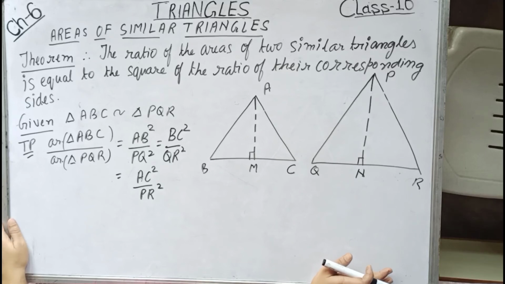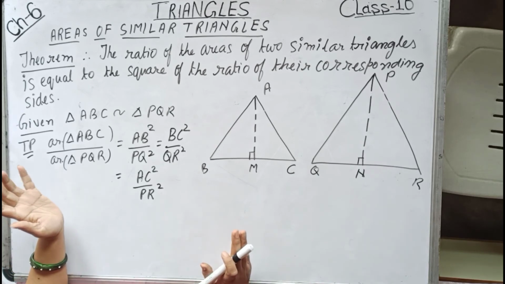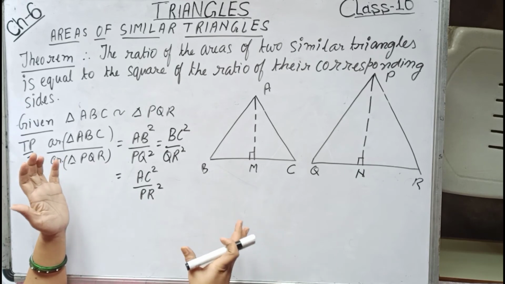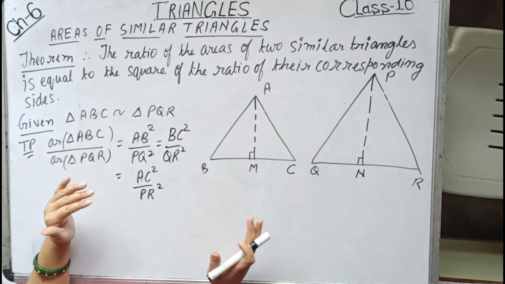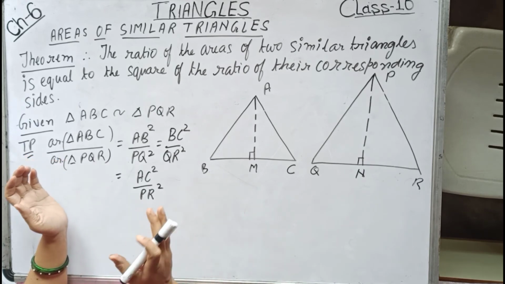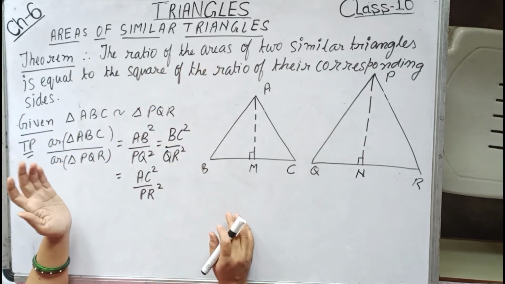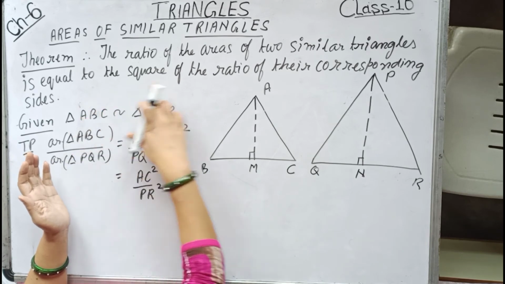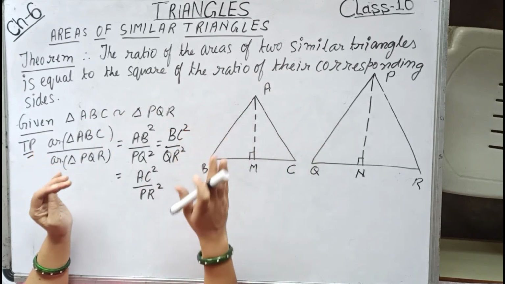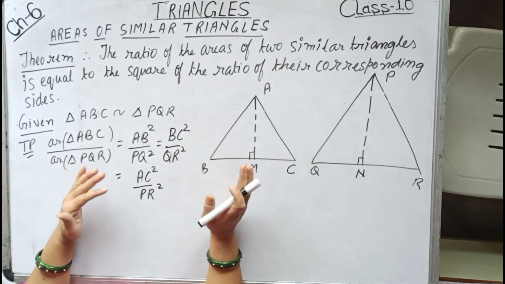Hello students, let us start the next concept of triangles, that is area of similar triangles. Now children, if you see the deleted portion of Mathematics Standard 10 this year's, you can see that the theorem based on the area of similar triangles is deleted. That is, this theorem, the statement I have written over here, the proof of this theorem is deleted.